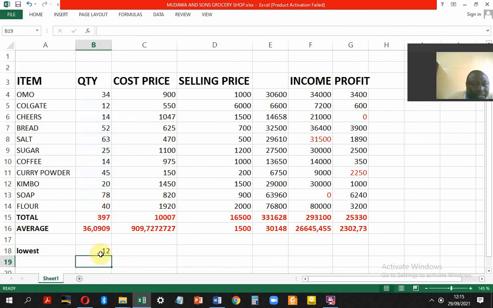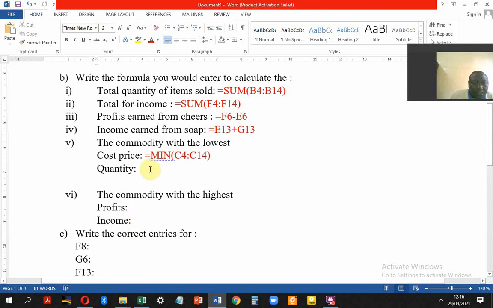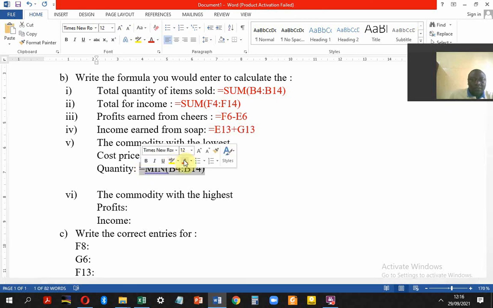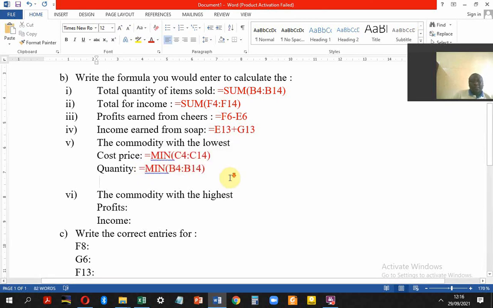So that means the formula that can give us the lowest quantity is this one here. You highlight it, copy it, and then you come back to our answer sheet and put it there. This answer, we can now put it also in red so that we don't get disturbed.